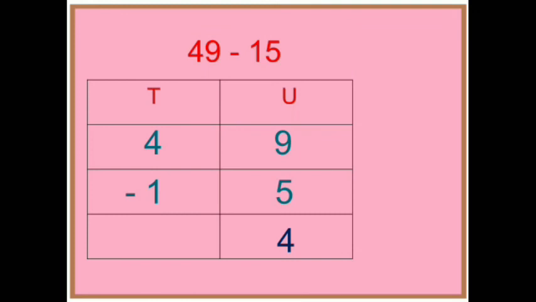Here first number is 4. So we have 4 fingers. Next number is 1. So we will cut 1 finger. Now how many fingers are left out? 1, 2, 3. 3 fingers are left out. So we will write 3 in tens place. Therefore, 49 minus 15 is equals to 34.